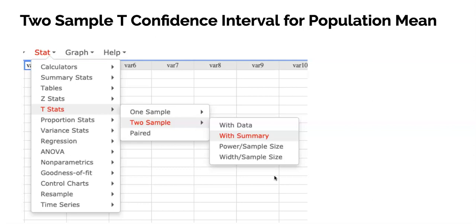Okay, let's construct a T confidence interval for population mean, two sample, and we're trying to find the difference. We're trying to estimate where the true population average difference is. So again, remember, we're trying to see if 0 is included in this interval, right? So go to Stat, T Stat, and click on Two Sample. And click on Summary because we were given summary this time.